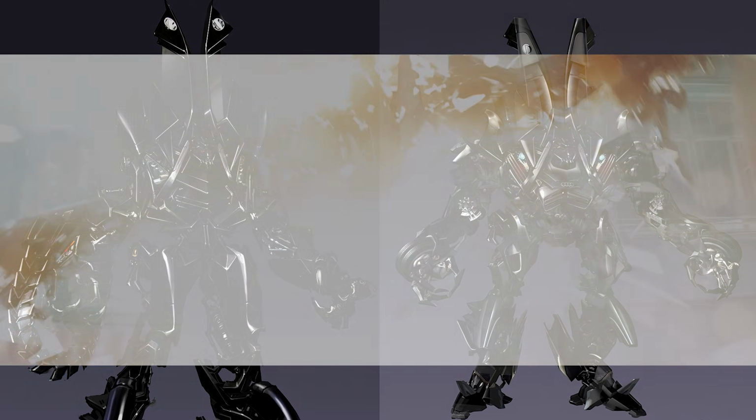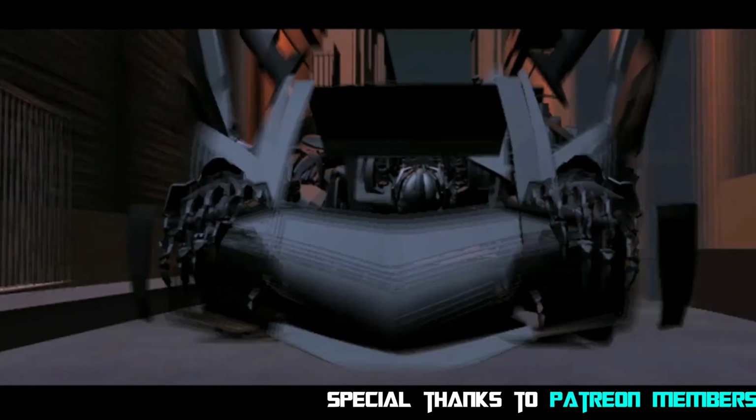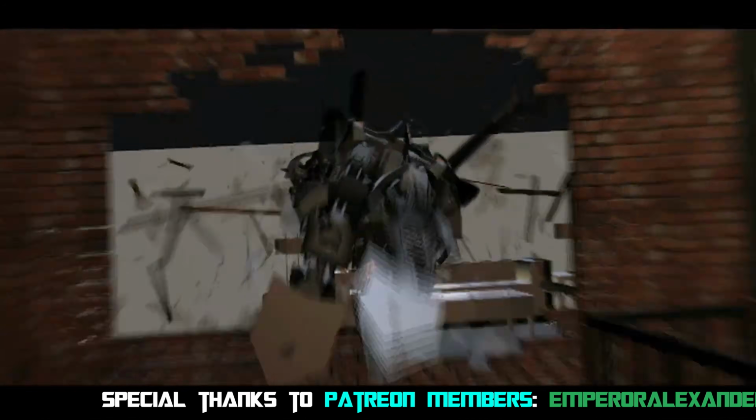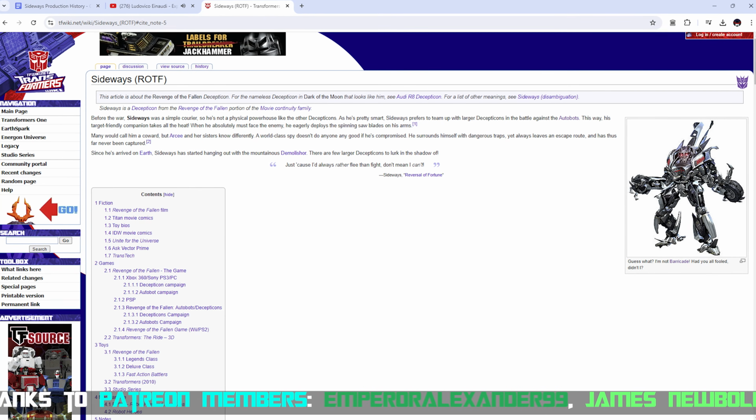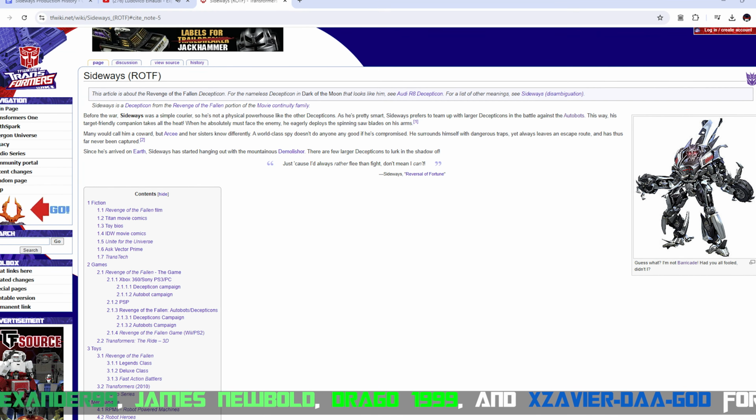And as we know, he was successful, since the filmmakers would swap Sideways' alternate mode from a Lamborghini to an Audi R8. Now, when it comes to the reason why Sideways' fight scene was ultimately changed, the only explanation we have is a rumor, unfortunately. This comes from the TF Wiki, and I wasn't able to find a source backing any of this up, so take this with a massive grain of salt.